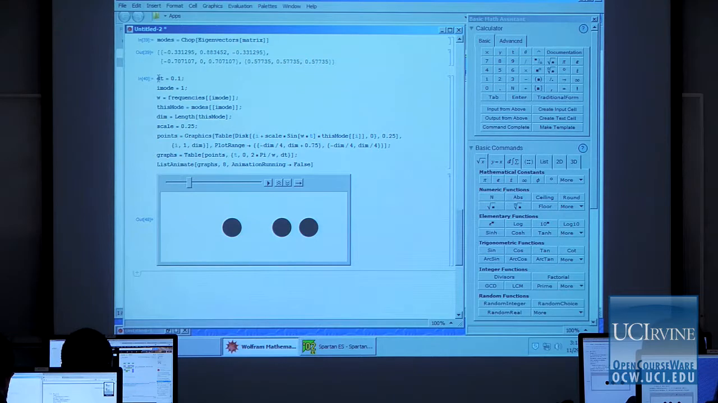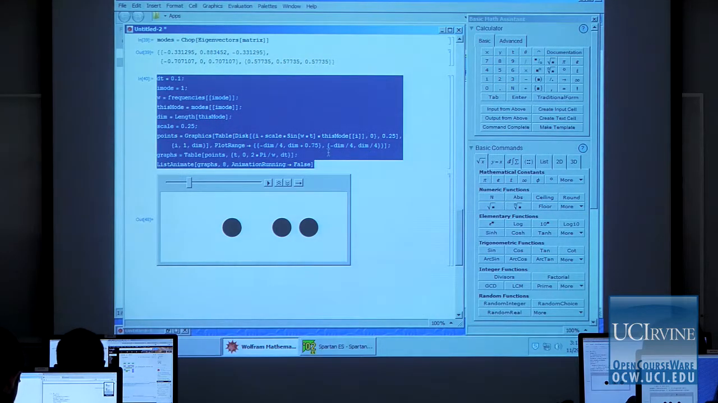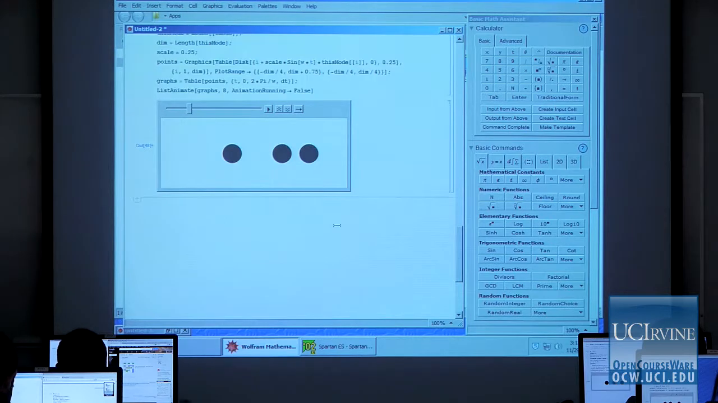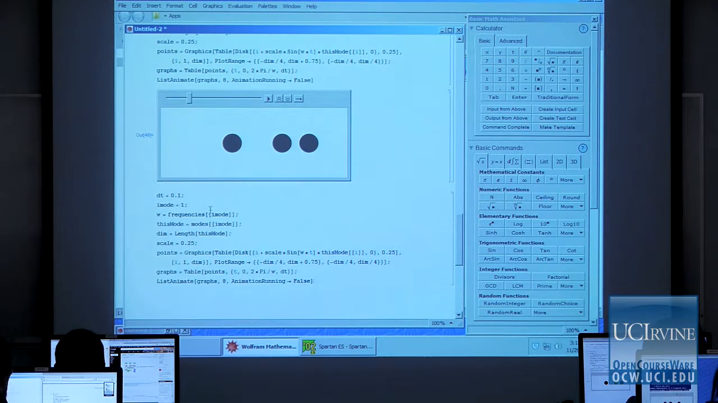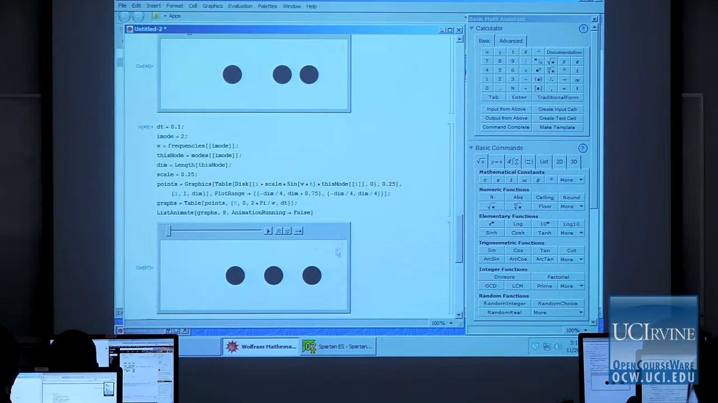Okay, let's go ahead and do the second one. Now that we've done all this hard work, we just need to change a couple of things. And what we need to change is only i mode, because we set it up to be nice and general. We enter, get the same picture, except now we see that the second mode is the symmetric stretch. Pretty cool, huh? Any questions?